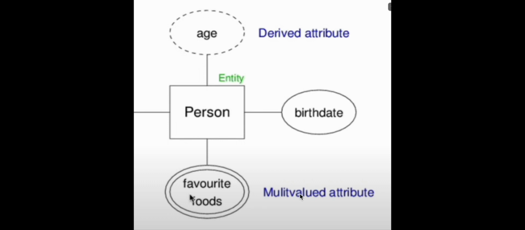And lastly, we have a multivalued attribute. So favorite foods could be made up of multiple values. For instance, a person could like chips or pizza or hamburgers, etc. It could have multiple values.